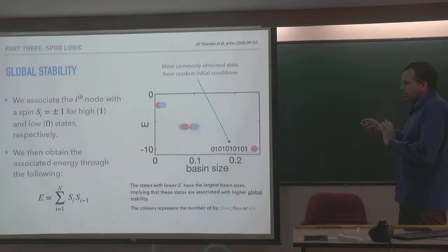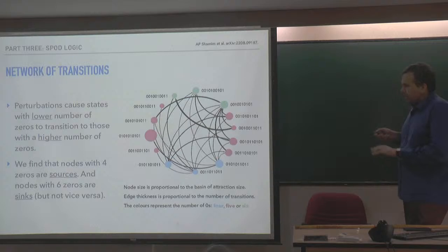So the global and local stabilities are obviously quite different for the different types of spots, and there is a relation between the numbers of zeros, which I probably won't get into right now. Okay, so this is the last slide.